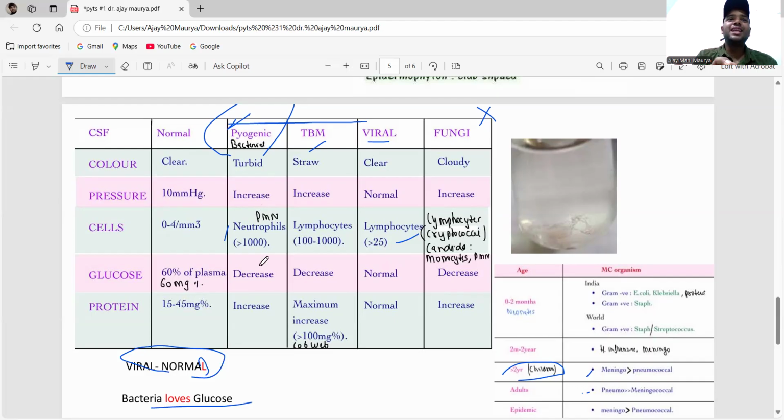See here, the glucose is less only because bacteria loves to eat glucose. That's why there is low glucose, and there is more protein. Just remember, in bacterial meningitis there are more neutrophils and decreased glucose. These two are mainly affected.